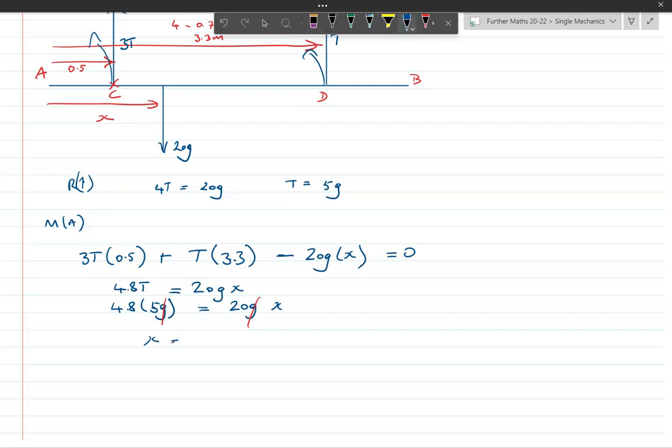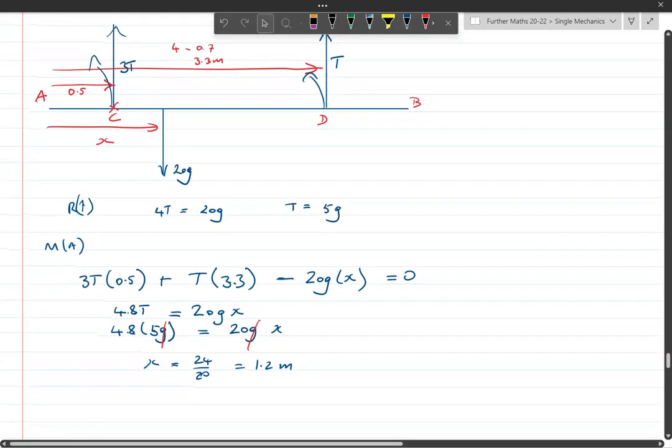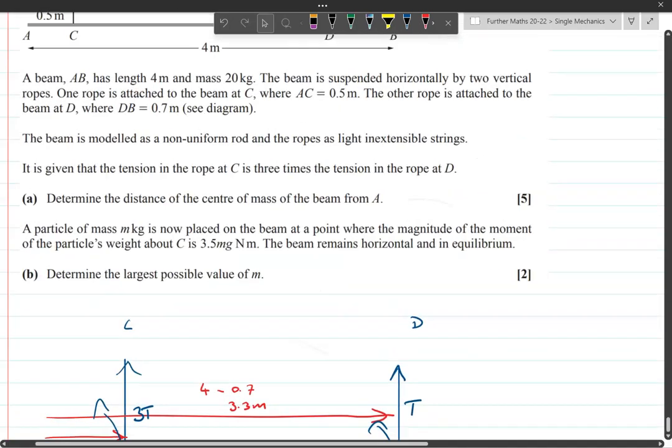Equals 24 over 20, 6 over 5, or 1.2 meters. Okay, so that's a nice, easy 5 mark question. Compared to some of the things we see, that is a bit of a gift, I think. Anyway, part B messes with your head a little bit though.